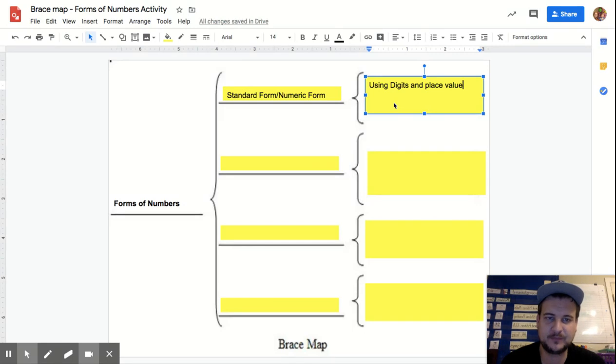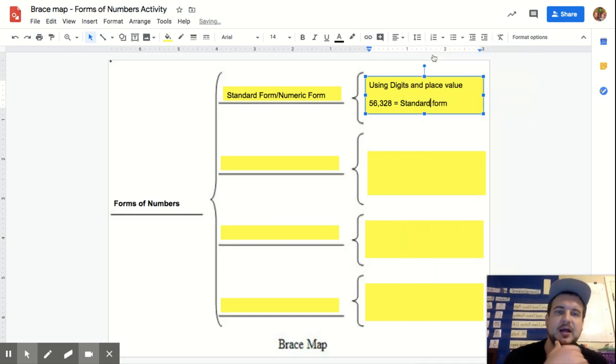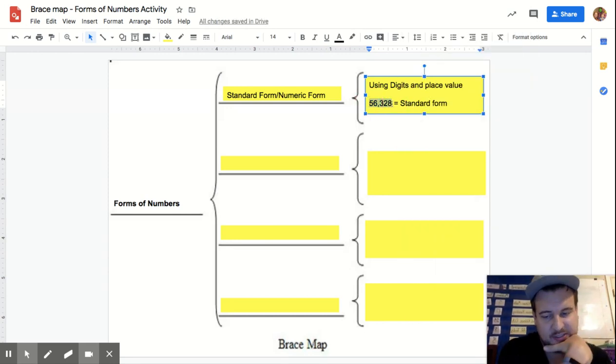What? What does that mean? Here we go. Prepare to be blown away. So if I have the number 56,328, this is standard form. So it would be helpful if I could spell standard correctly. Standard form is just when you write the number in digits. So these are digits. When you put them in a place, they have a value. So this 8's in the ones place. So the digit is an 8. The place is 1, so it's worth 8 ones. Standard form. It's also called numeric form.